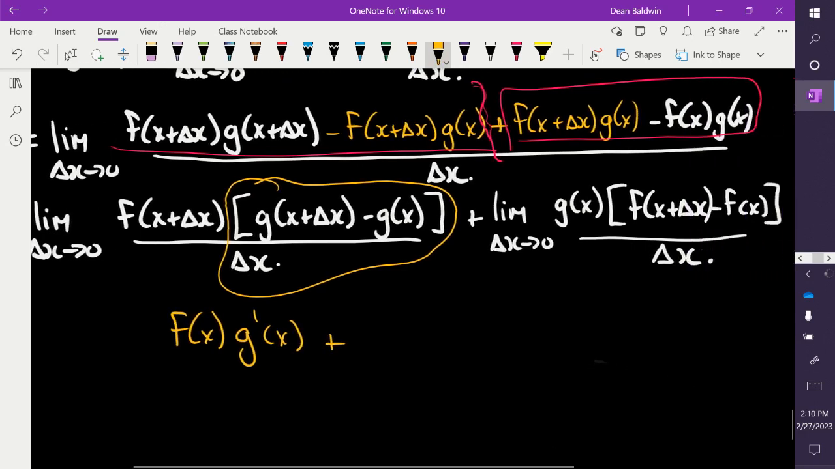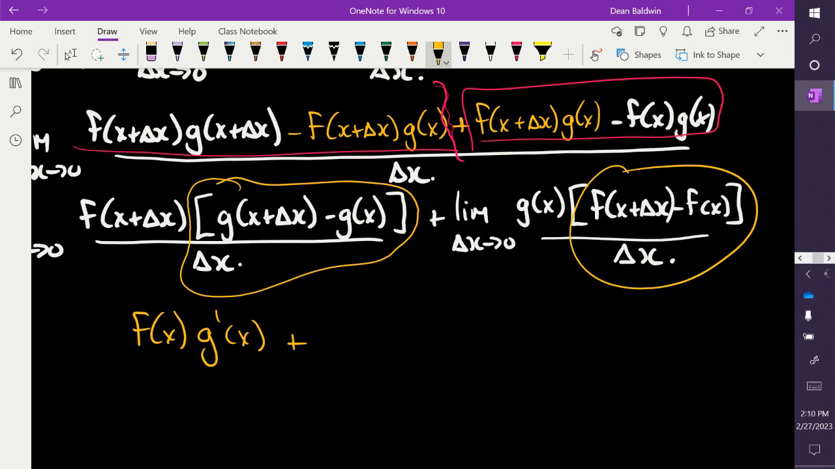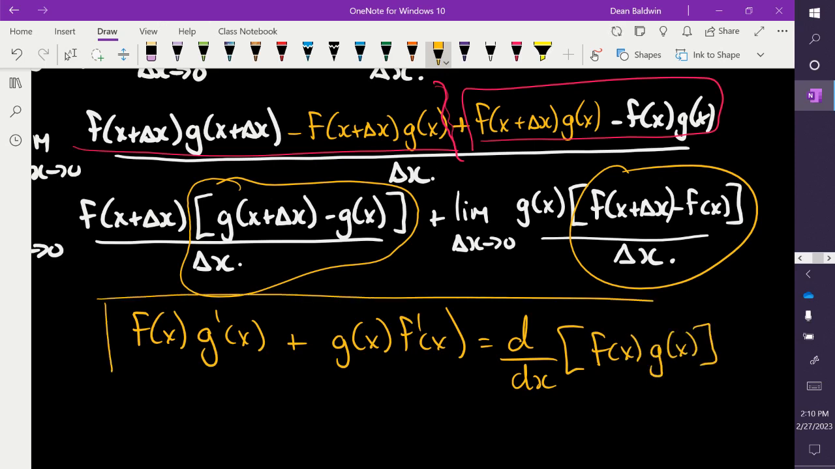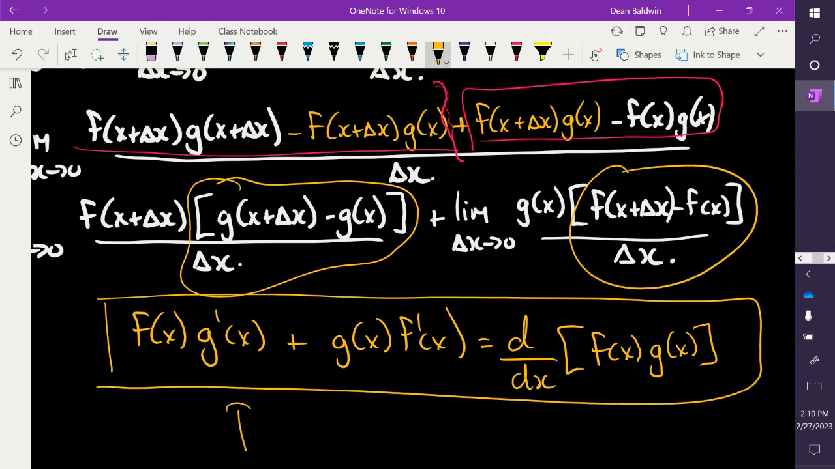Plus, and then we look to the other side. What is this? f prime. So I'm left with g of x times f prime of x. This is the product rule. We write that down, right? You should write that down. That is the product rule.